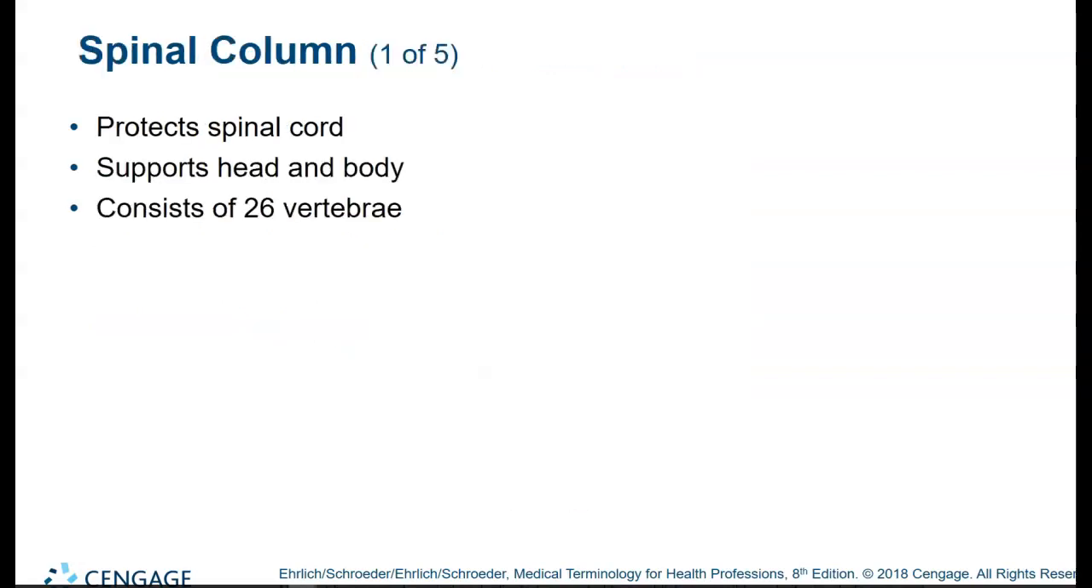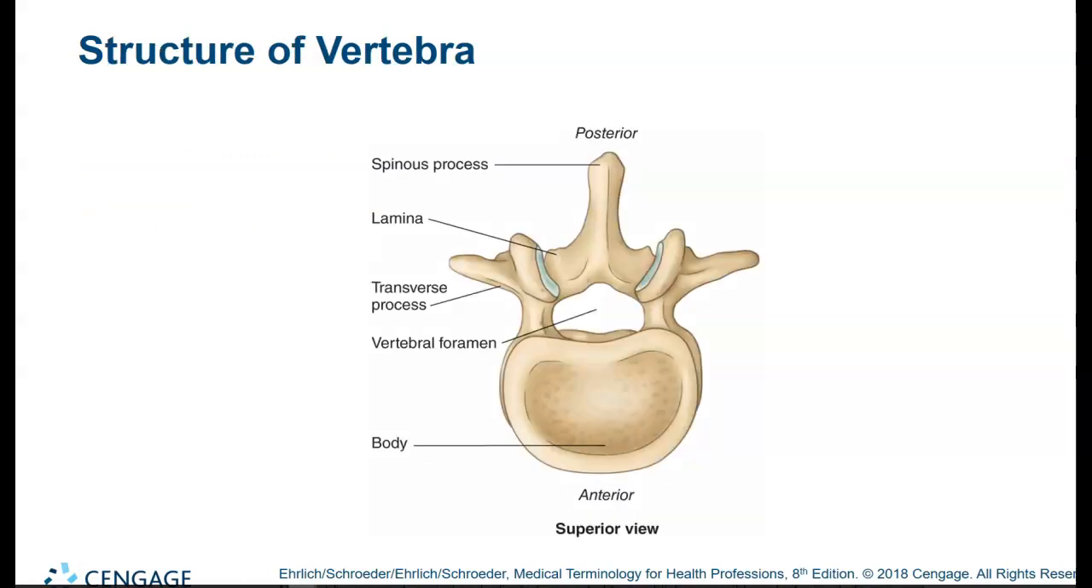The spinal column actually supports the head and the body, and it protects the spinal cord. That is the major function of that spinal column. We have 26 different vertebrae, and you can see this is where the spinal column, remember when we said that foramen is a hole that different things go through? This is where the spinal column is going to go through.